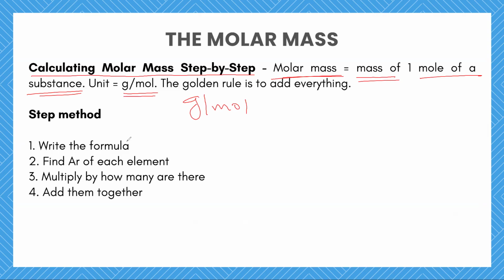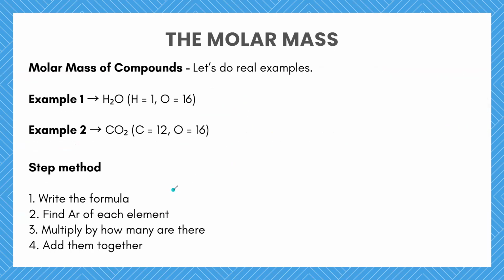The first thing you need to do is to write the formula, step 1. Step 2 would be to find the relative atomic mass of each element. This symbol Ar here simply means the relative atomic mass of that element. So the third step would be to multiply by how many atoms of that element are there, and then fourthly, you add them up together. So let's see if we can do justice to a number of examples.